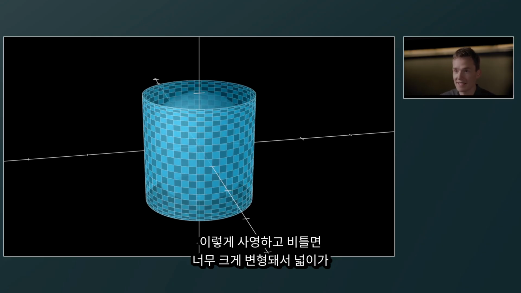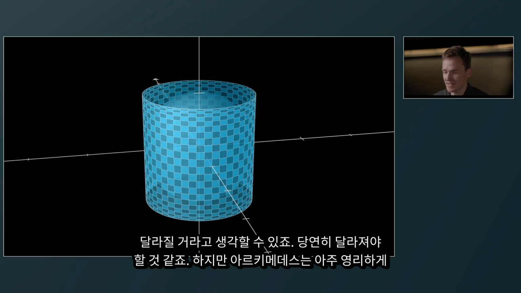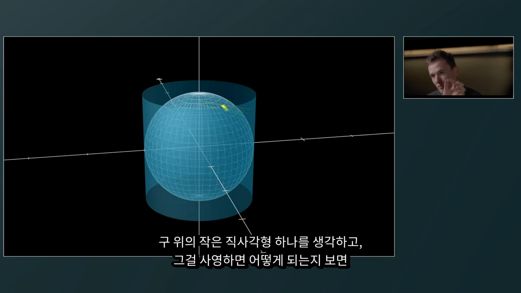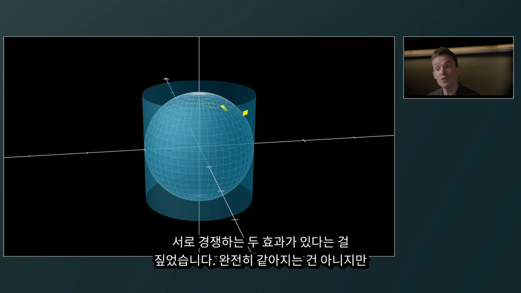Now, you might think this act of projecting and kind of warping it is going to be such a violent affair that it changes the area. Of course it should change the area. But Archimedes very cleverly pointed out that if you think of one little rectangle of area on that sphere, and you imagine what happens as you project it out onto that cylinder, there are 2 competing effects.